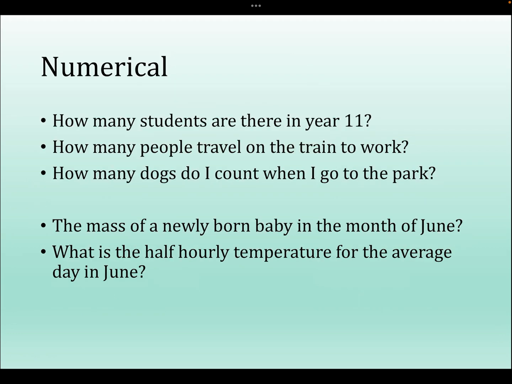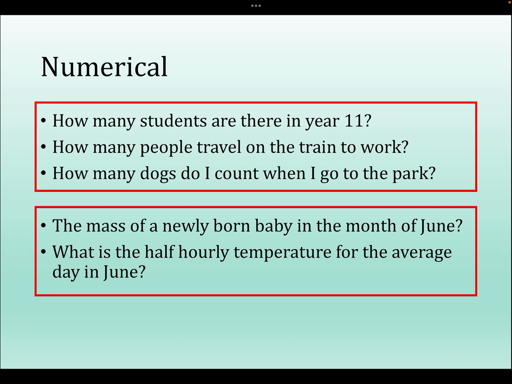Now, the next one is numerical. Think about the first three questions and the last two. First three questions: how many students are there in year 11? How many people travel on the train to work? How many dogs do I count when I go to the park? And then the mass of a newly born baby in the month of June, or the half-hourly temperature for the average day in June.